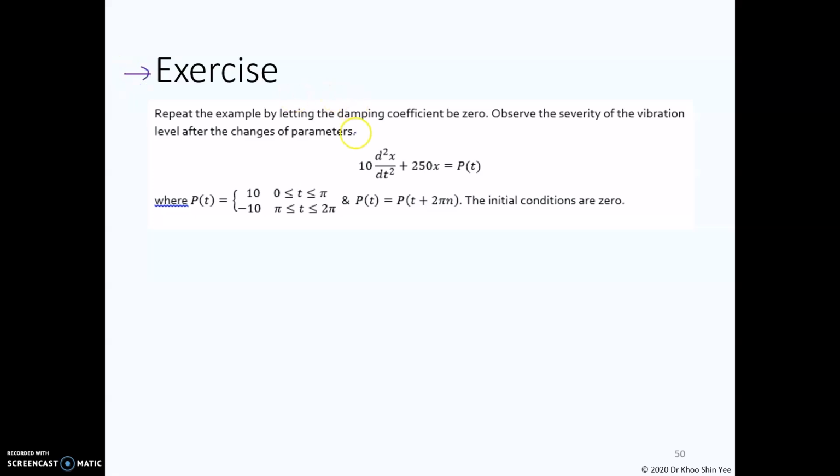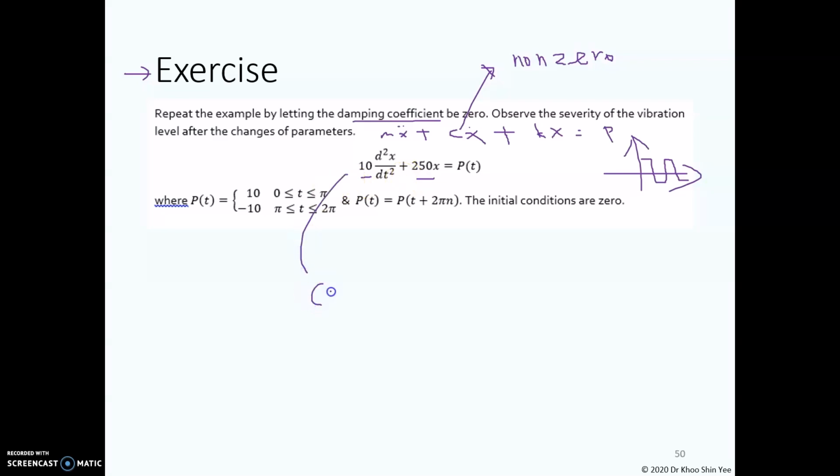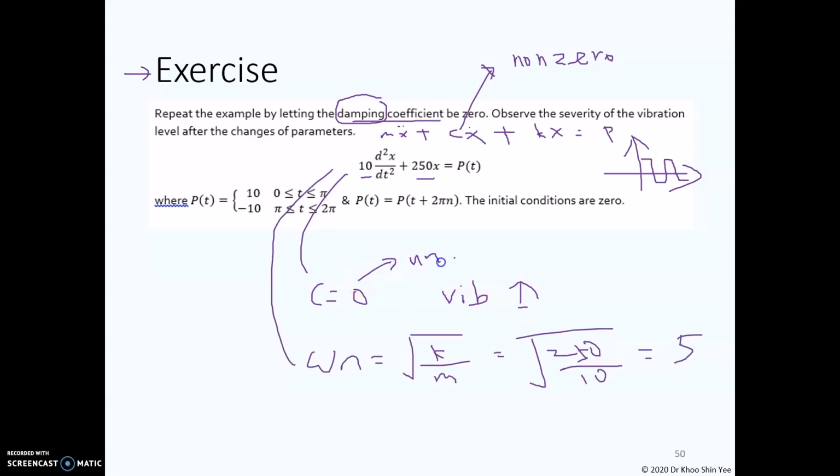You can also try this exercise by letting the damping equal to 0. So previously you have m x double dot plus c x dot plus k x, which is equal to the forcing function, and your m is equal to 10, your c is equal to non-zero, k is equal to 250, and your force is a rectangular wave. In this case, your damping is 0, c equal to 0, which means the vibration that you obtain will be increased. This is because the function of the damping is to reduce the vibration. If the damping is 0, therefore your vibration will be increased significantly. We call this the undamped case.